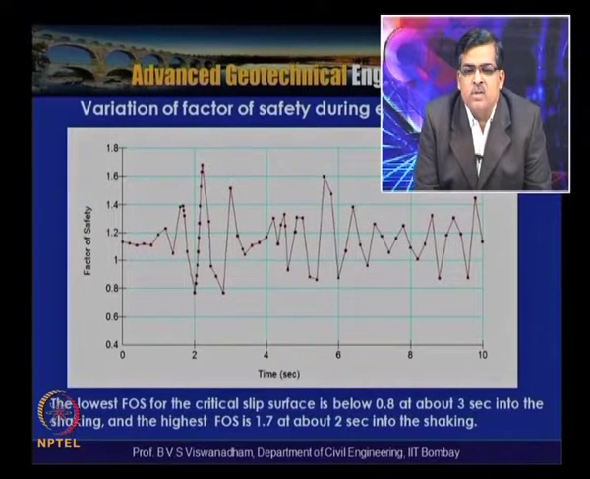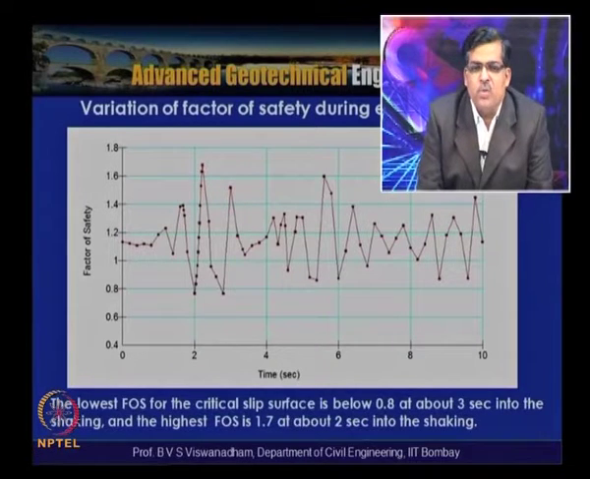The lowest factor of safety for the critical slip surface is below 0.8, at about 3 seconds. That means the slope would have already undergone failure during the shaking. The highest factor of safety is 1.7, at about 2 seconds into the shaking. So that configuration might have ensured a high factor of safety, but at about 3 seconds itself the slope is found to be subjected to failure.